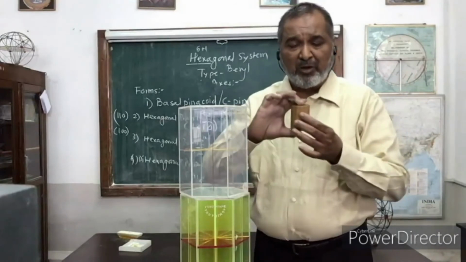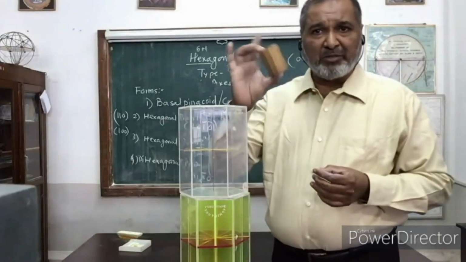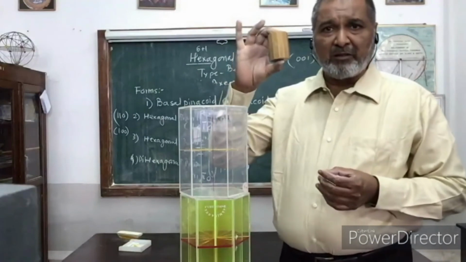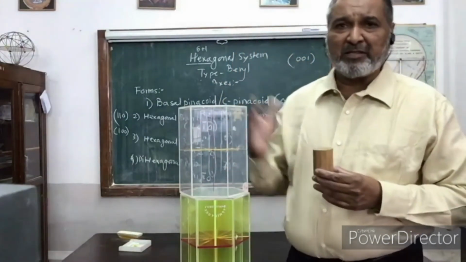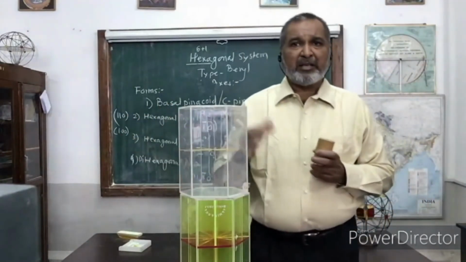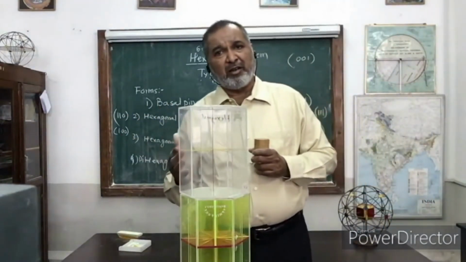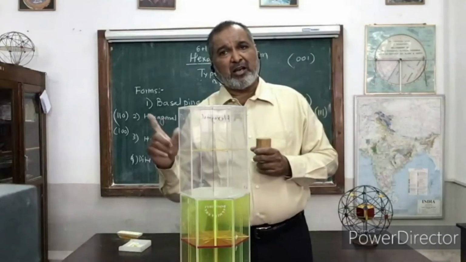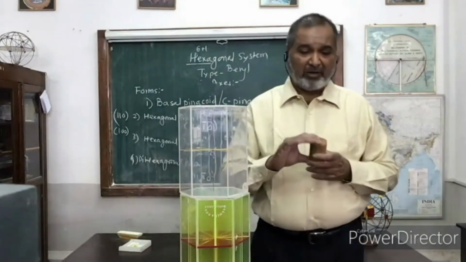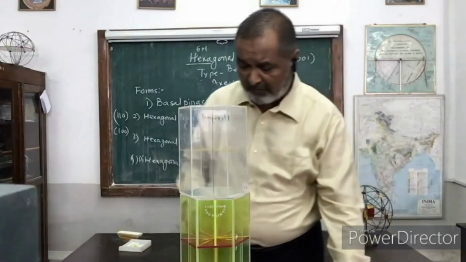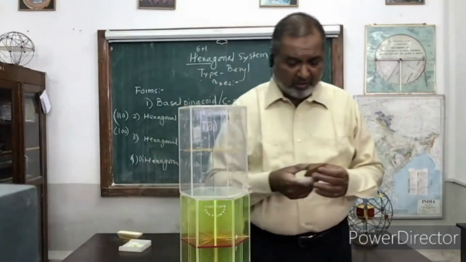And this is the basal pinacoid. The rule says if one pair is there, you can make a basal pinacoid, and automatically you will get these 12 similar vertical faces. So it will be a dihexagonal prism, and this is a basal pinacoid. So this is the second form, second model.